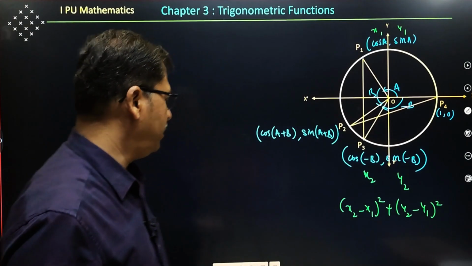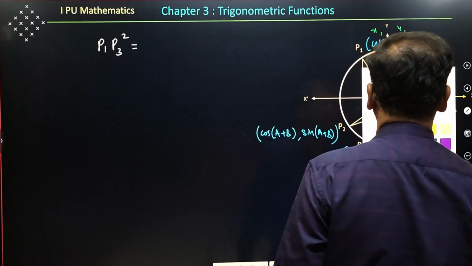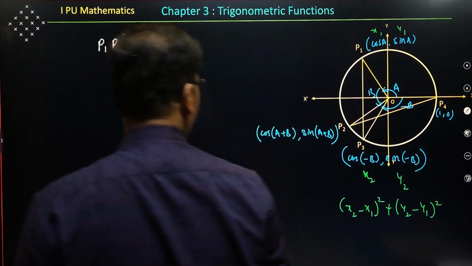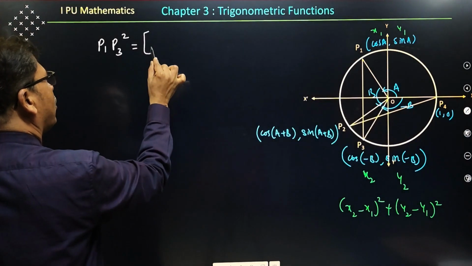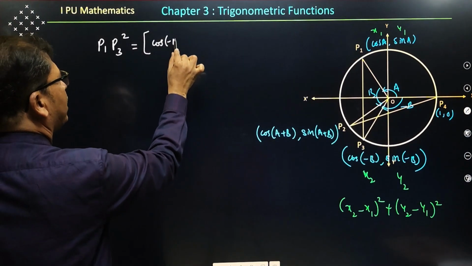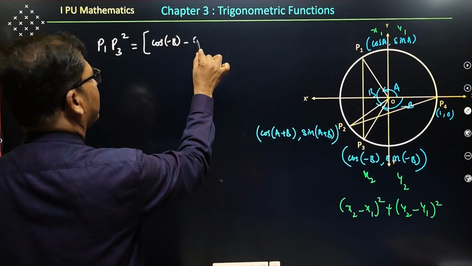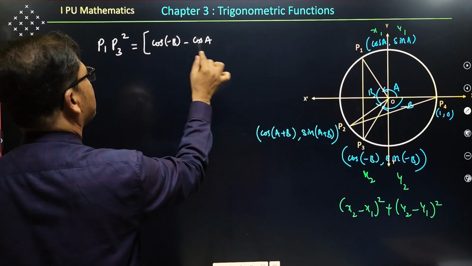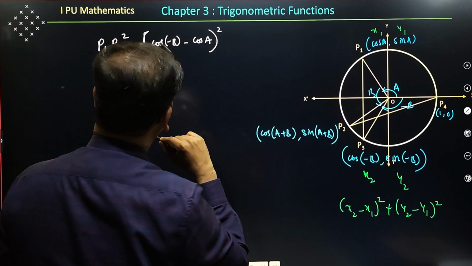x2 minus x1, that is nothing but what? x2 is cos of minus b, minus x1, that is cos a. So it is cos of minus b minus cos a, bracket square. Put an ordinary bracket and see, x2 minus x1 bracket square.